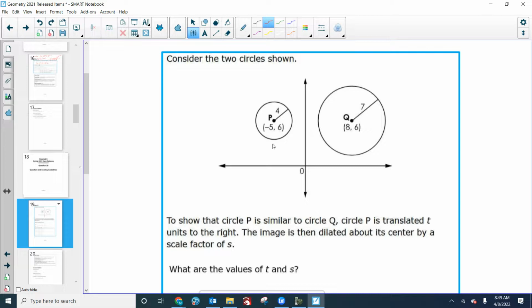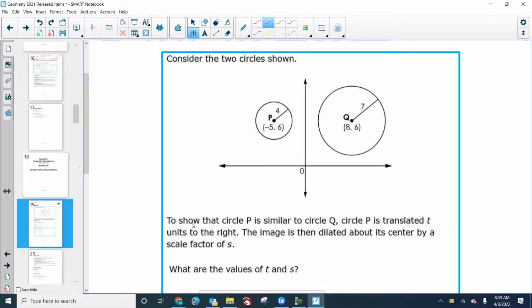All right. So, first thing I'm thinking of, translated to the right. Well, if T is the value of translated to the right, I need to know what was the original pre-image and what's the new one, the image. Well, isn't P the one that's being moved, right? So if you told this circle to end up there, it's translated, how many units is T? Yeah, from -5 to 8 is 13 units. So T is 13. Good.